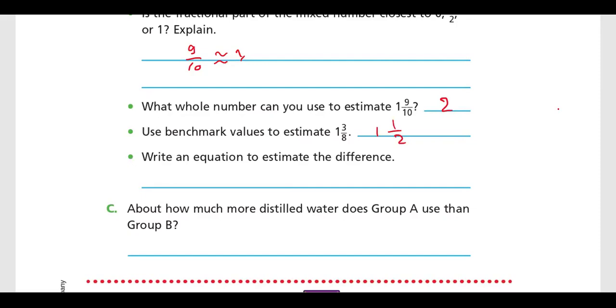So if we write the equation, 2 minus 1.5. Our answer is half, because it's a famous fraction. So about how much more distilled water does Group A use than Group B? It's about 1 over 2 liter. So half a liter.